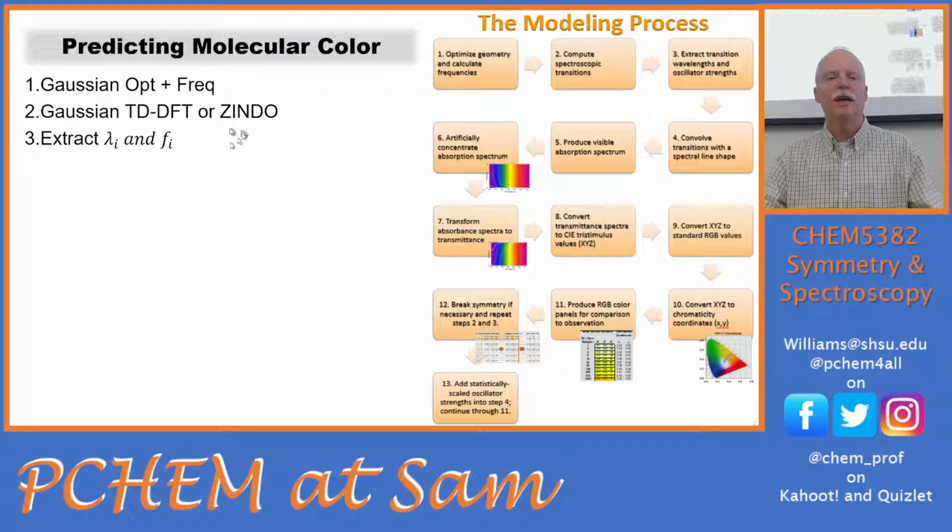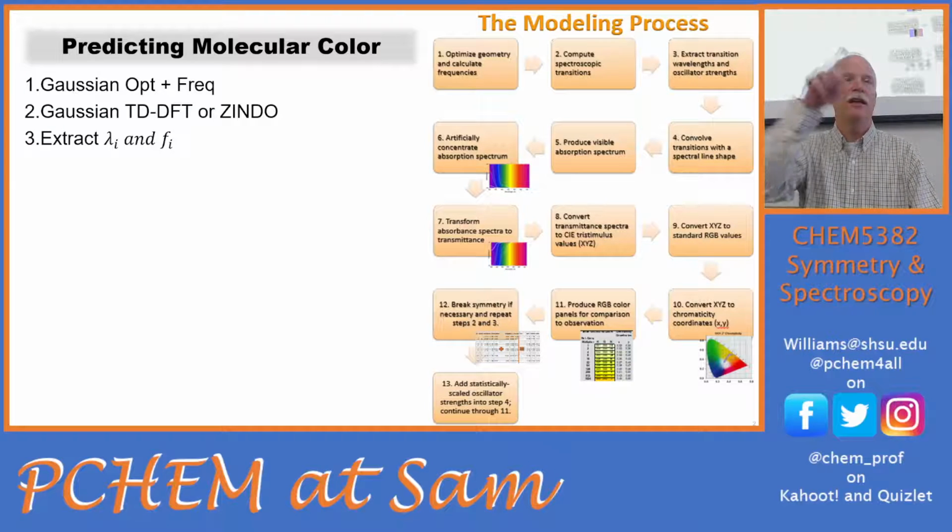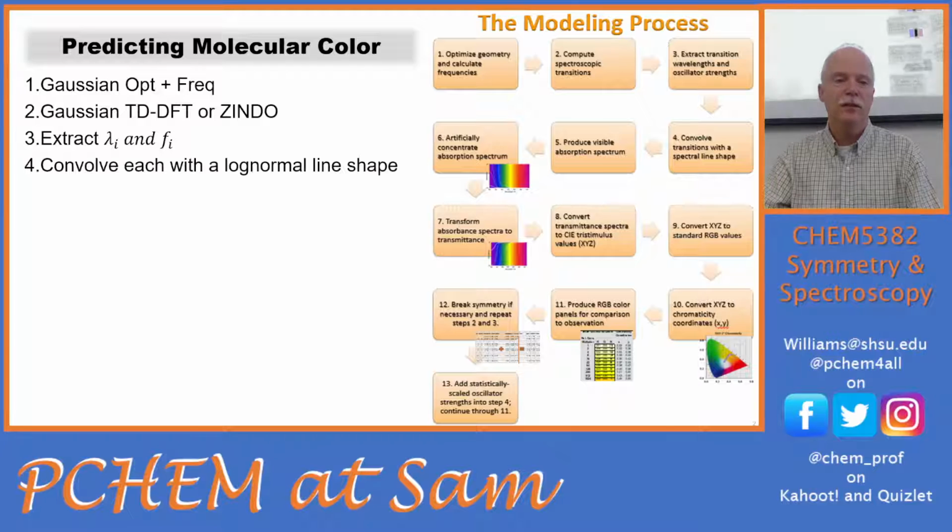After the ZINDO calculation, you extract the lambda and the Fs. So these are the transition wavelengths and their intensities. Okay. So now we have our spectrum, our stick spectrum. We could plot those and we could get sticks for every one of the transitions. And you saw that in the last talk on nitroanilines. You saw those stick spectra, and then I had the convolved spectra and so on.